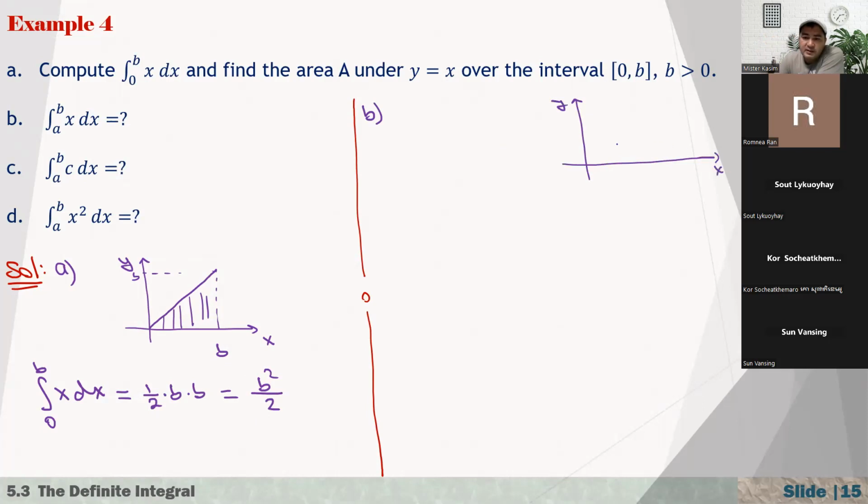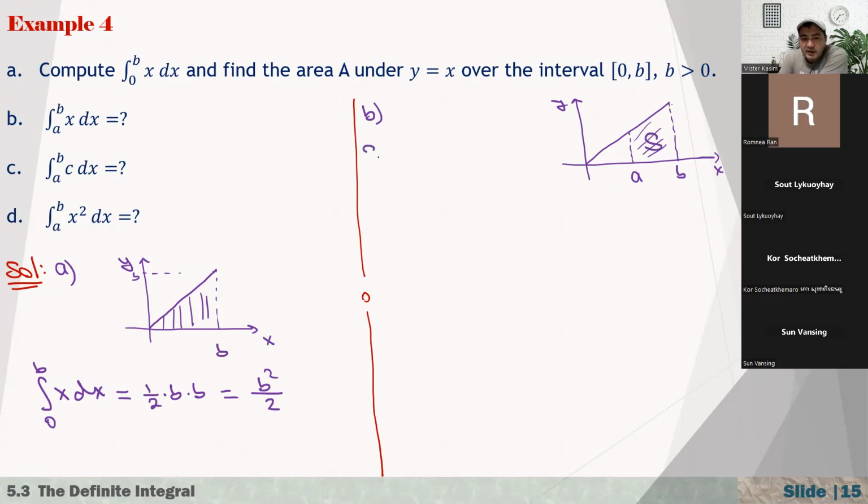Y, and this one is x. So that's our y equals x. So this is A and this is B. So we are talking about this region, right? So again, let me just label this by S.